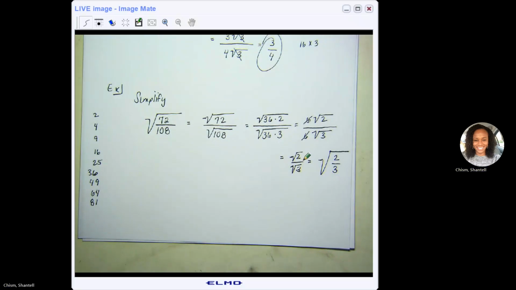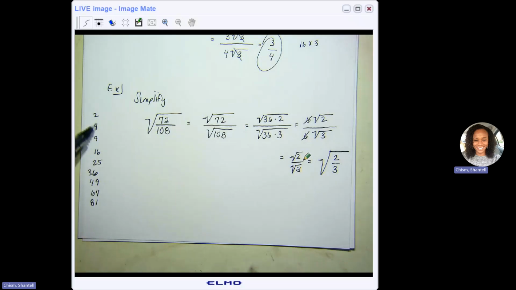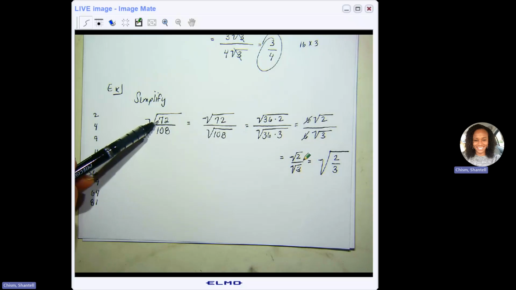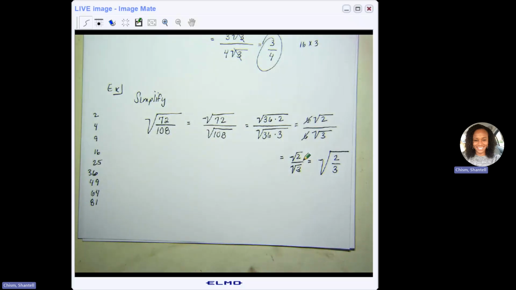Okay? So again, you just have to practice. Think about the perfect square factors. If these numbers are not perfect squares themselves, they will contain a perfect square factor. You want to look for the biggest perfect square factor that will go into it. So again, while 72 is divisible by 9, I knew it was something bigger. It was 36. You want the biggest perfect square factor of that number because you want to simplify it as far down as you can.